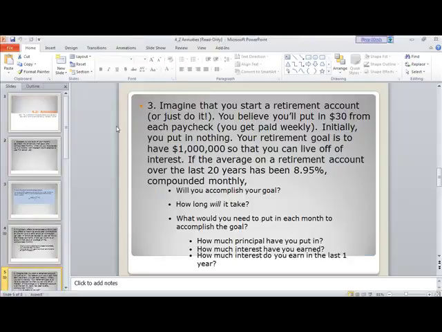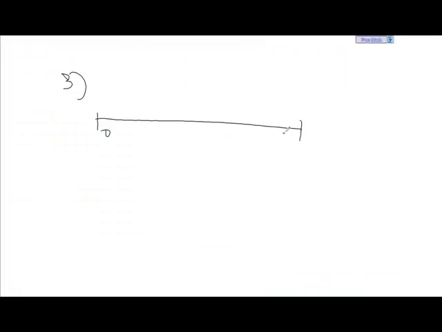And now, keep in mind, this is compounded monthly. So over the 240 months, 20 years, this person is going to put in $30 each week. Now, based on what we know about compounding, if a bank only compounds monthly, then the exact position of where the $30 was put in is not really relevant.